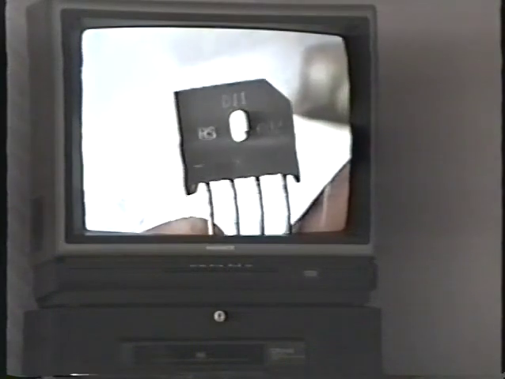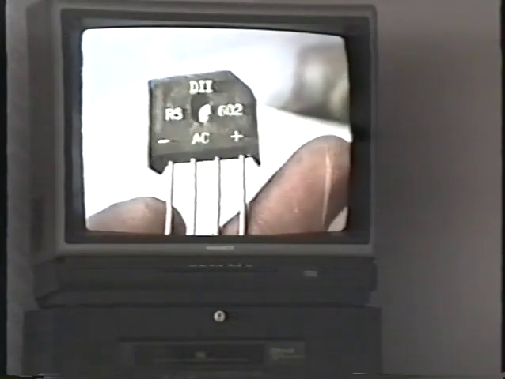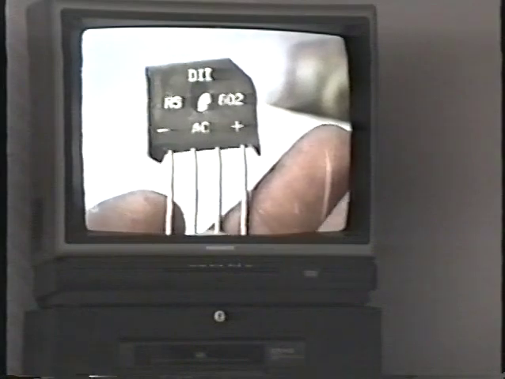Bridge rectifiers can look like that. They can look like this. Here you can clearly see the AC inputs in the middle, and the negative and positive, like that. So the purpose of that is AC into DC? Correct. Changes AC into DC.